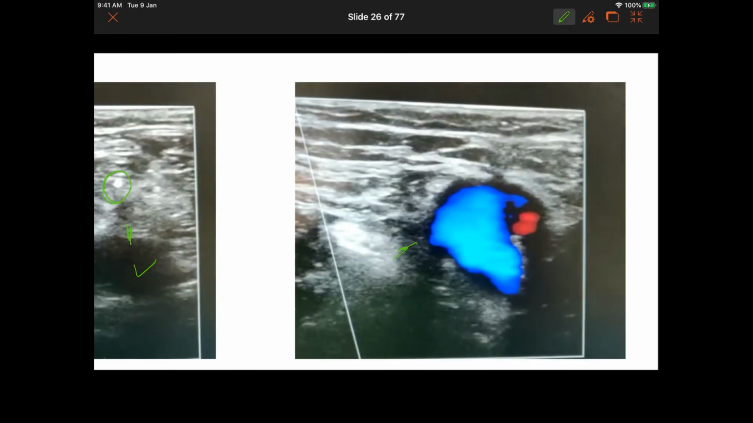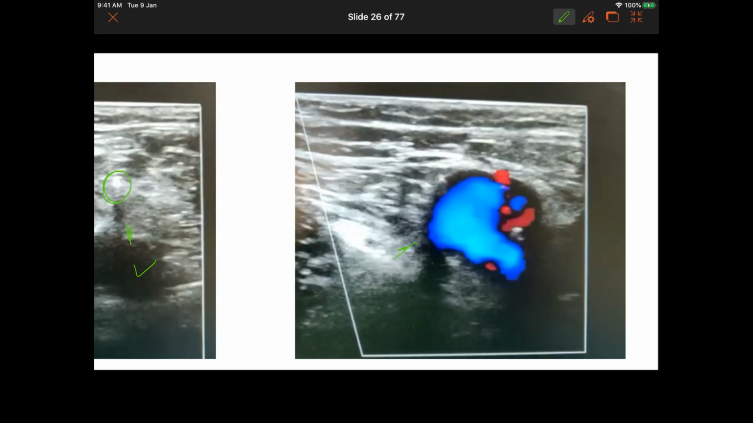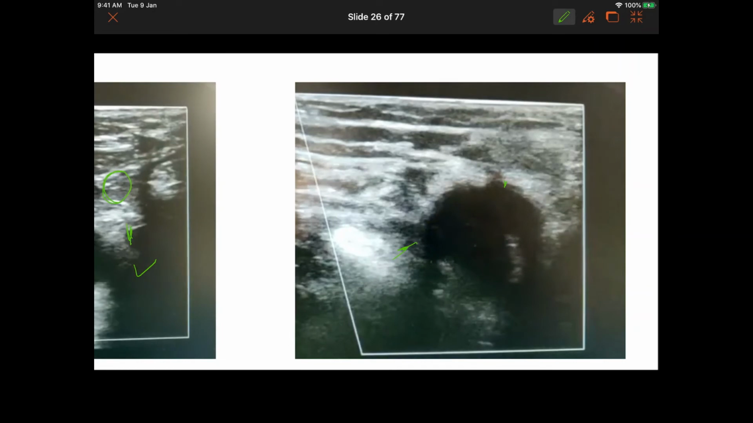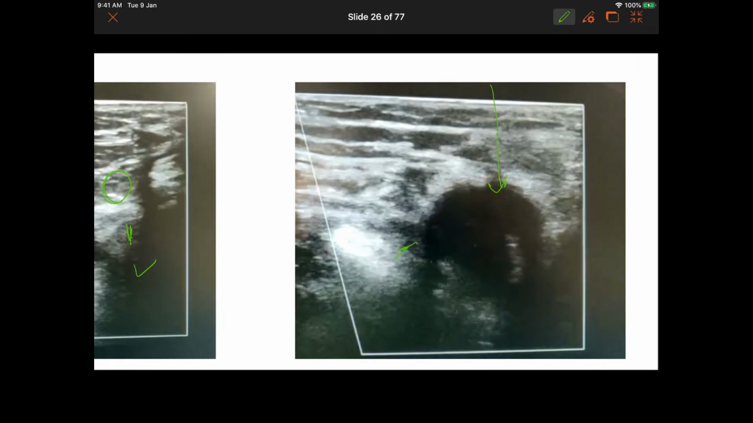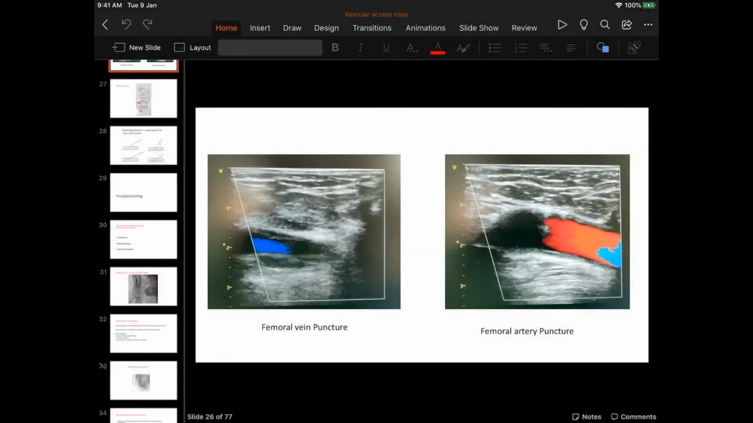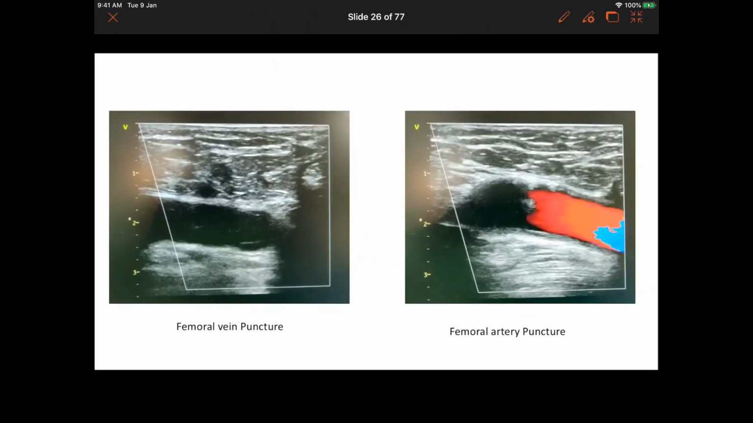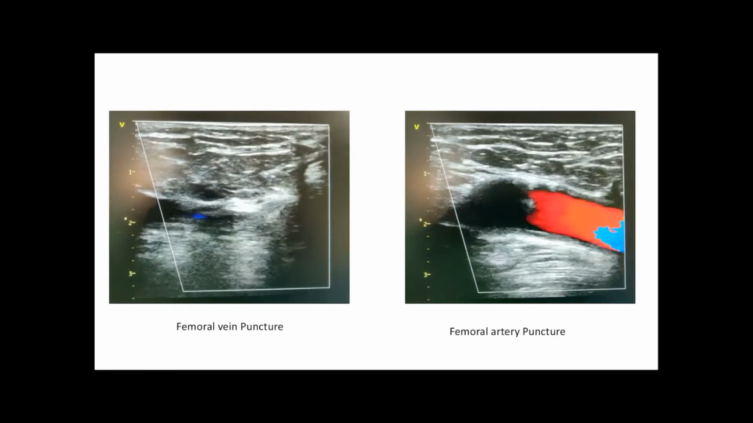First, we will confirm the bifurcation here, and this is the level, and you can see here a rent. This is the rent, and you can very well see the needle entering into the artery. So this is how you take a femoral artery access through ultrasound guidance.